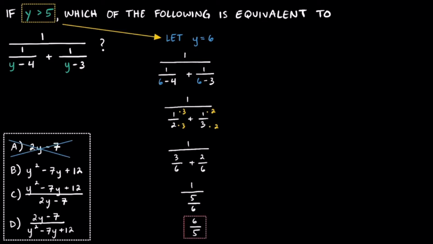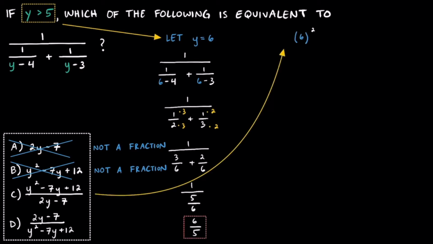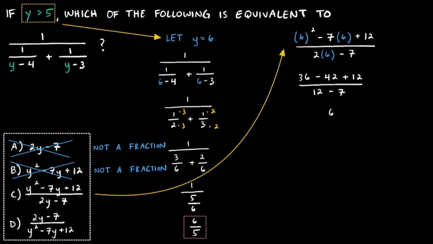Looking at our answer choices, A can't work because it's not a fraction, and B can't work because it's also not a fraction. That leaves us with choice C or D. If we plug in 6 for C and it works, then that's our answer. If it doesn't work for C, then we know that D must be the answer. Substituting in 6 for C, we're going to get this expression right here. And evaluating it or simplifying it down, we're going to get 6/5. Based on that, we know that C must be the right answer.